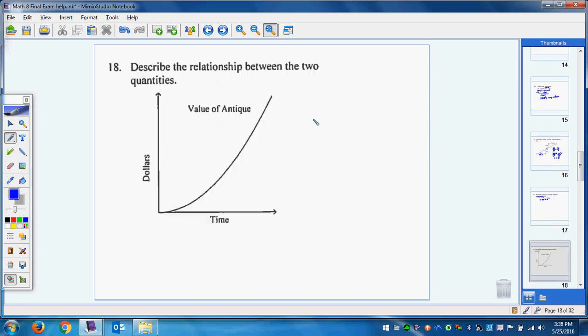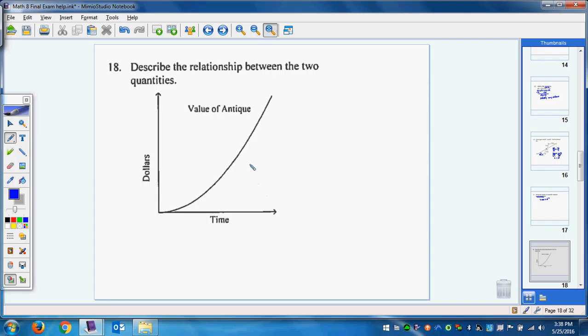All right, going along. Number 18, describe the relationship between the two quantities. So this time is increasing. What's happening to the value of the antique? What's happening with the dollars? So the answer form says that it is actually increasing slowly. Notice how it's going up just a little bit. And then it increases rapidly as it gets further along in time.